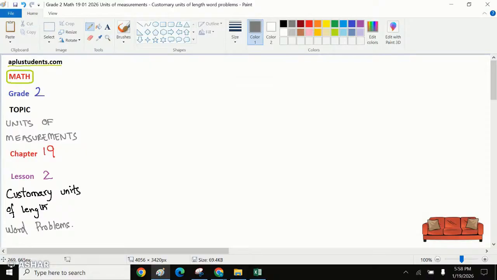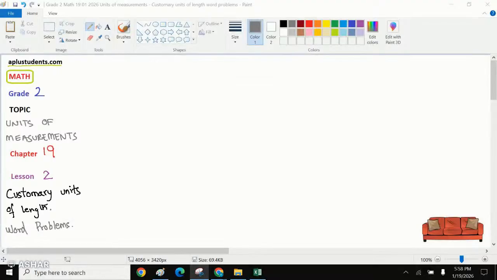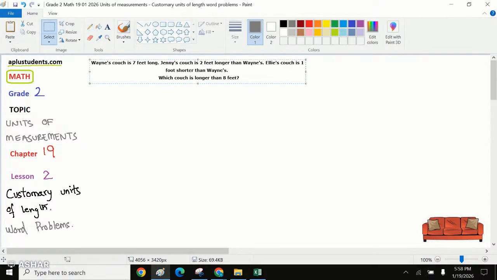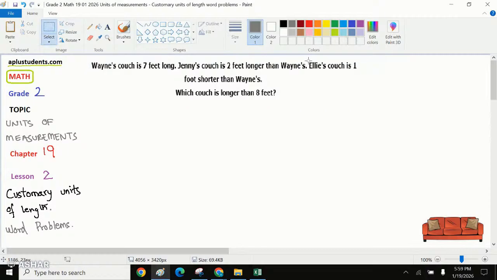We are doing units of measurement and we will look at real life problems where we need to take the lengths, okay? So let's go to the grade 2 topic 19. Let me copy the first question. Okay, if this is given to us, I'll just realign this so that it's much more readable.